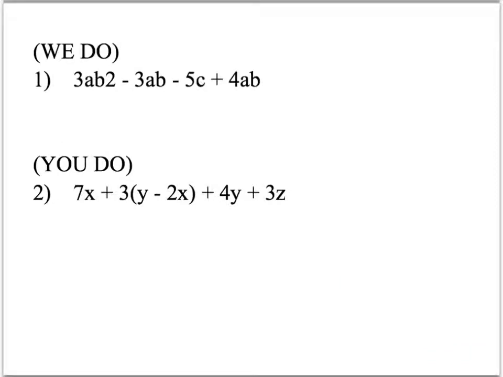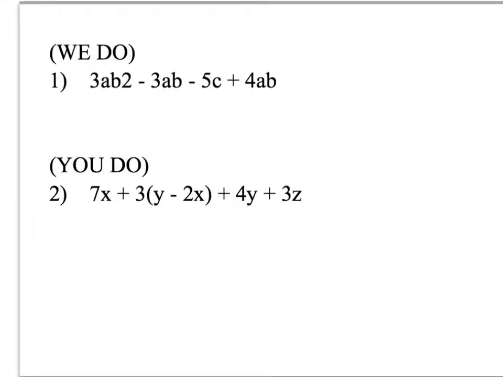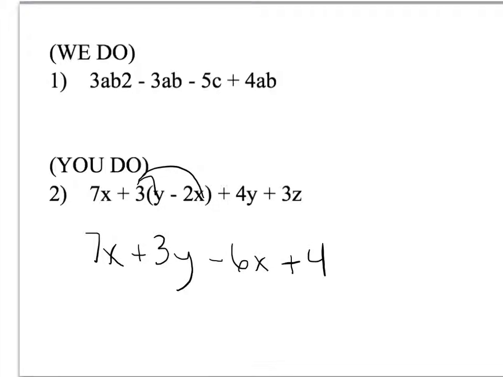Let's do the we do. Let's try the you do section of this part. I'm going to bring down 7x. I'm going to distribute the 3y, 3 times y. And I will distribute the 3 to the 2x, so negative 6x. And then I'm going to bring down my 4y and my 3z.